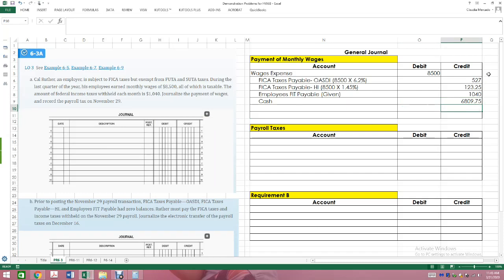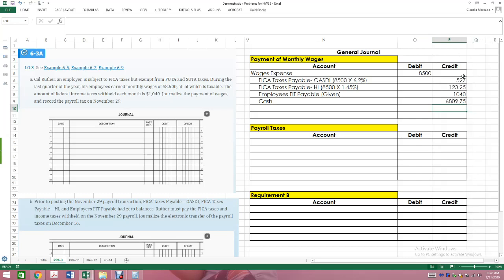So the $8,500 over here, that's my gross pay. That's how much the employees made before deductions. And the $6,809.75 is the net pay. That's after deductions.